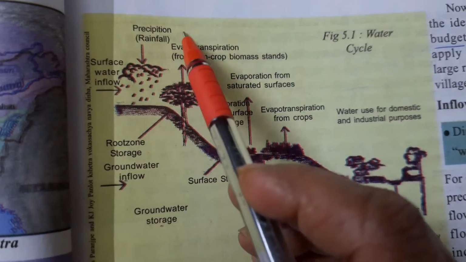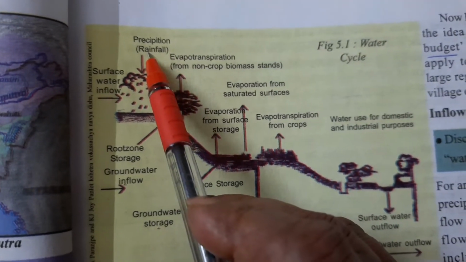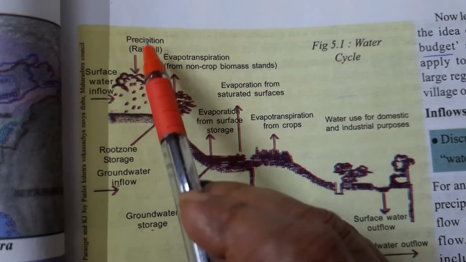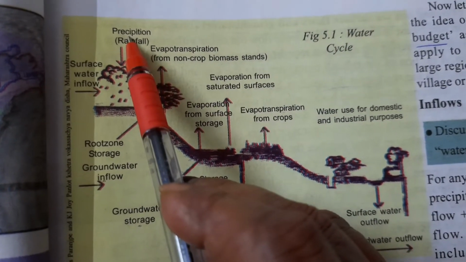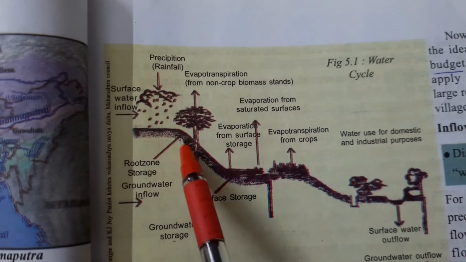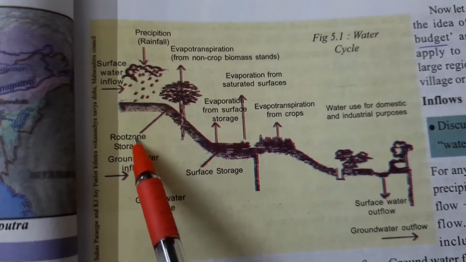What is precipitation? Precipitation can be in the form of rainfall, hailstorm, snowfall or ice. This is called precipitation. This is the main source of water on the earth. Rainfall is absorbed by the surface of the earth, and it is stored under the surface.